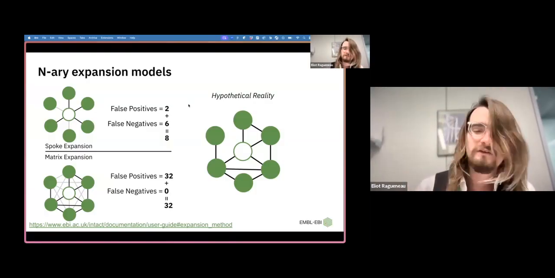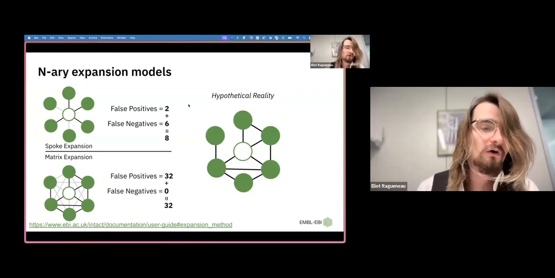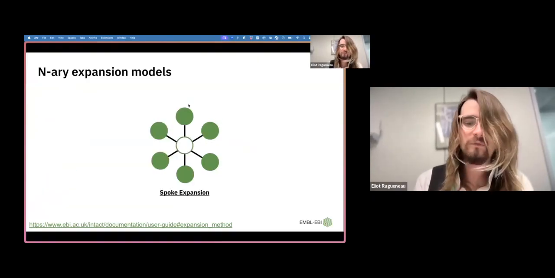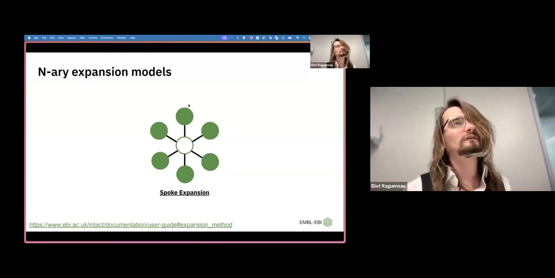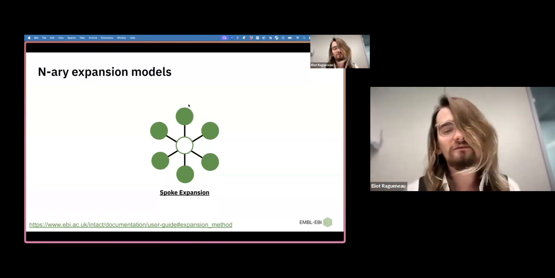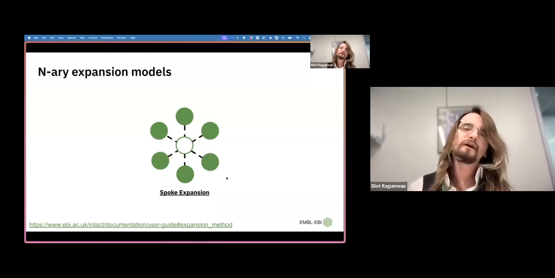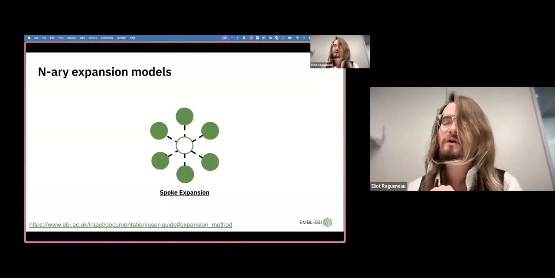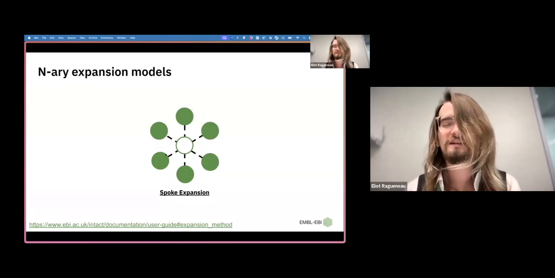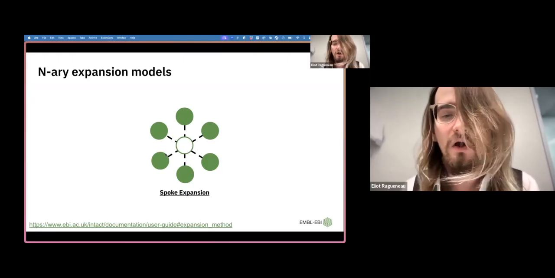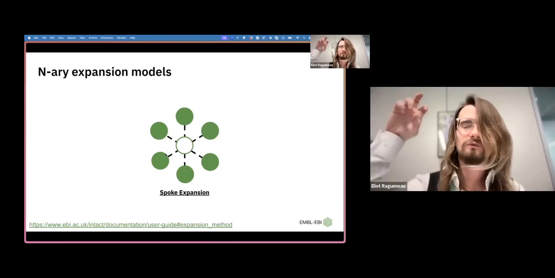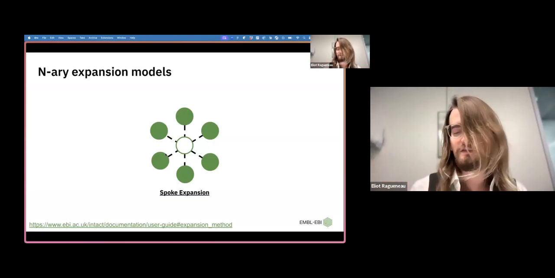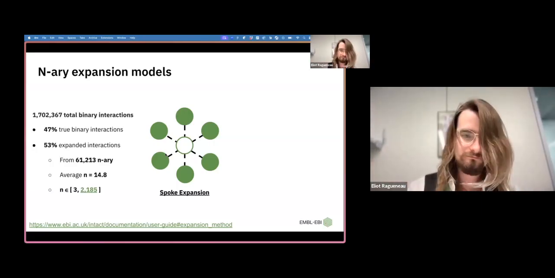So that's why in IntAct, we mostly, if not exclusively, use a Spoke expansion model, but because it can indeed contain false positives and false negatives, we are representing them with dashed lines as such. And you can easily filter them across all the different platforms in which IntAct data is hosted, so that you only get really proved binary interactions if you wish so.